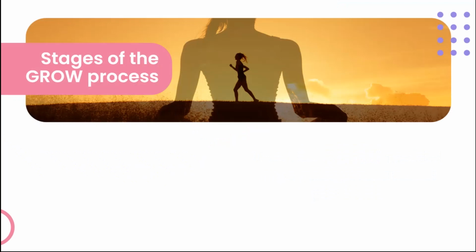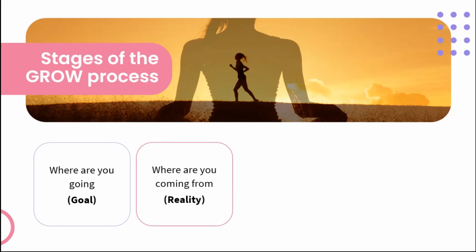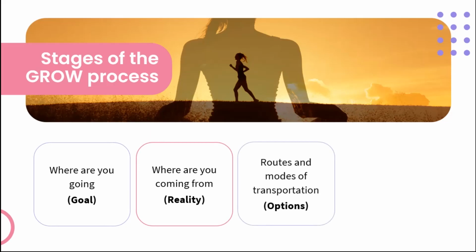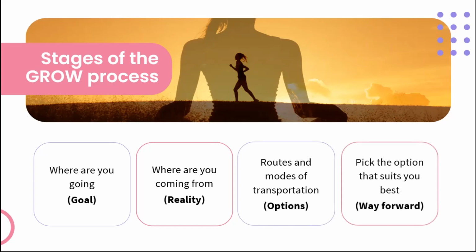To put it metaphorically, the GROW model is what you need to plan a journey. For instance, you start with where you are going, the goal, and then where you are coming from, reality. It then charts the different routes and modes of transportation, that is, the options. And at last, it helps you pick the option that suits you best, that is, the way forward, while still considering the obstacles on the way. You then chart out the process and make sure that your motivation for the trip is maximized.